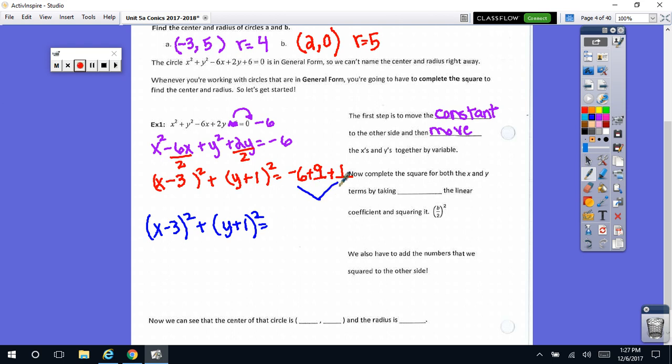Basically by combining this side: -6 plus 9 is a +3, plus 1 is a +4.